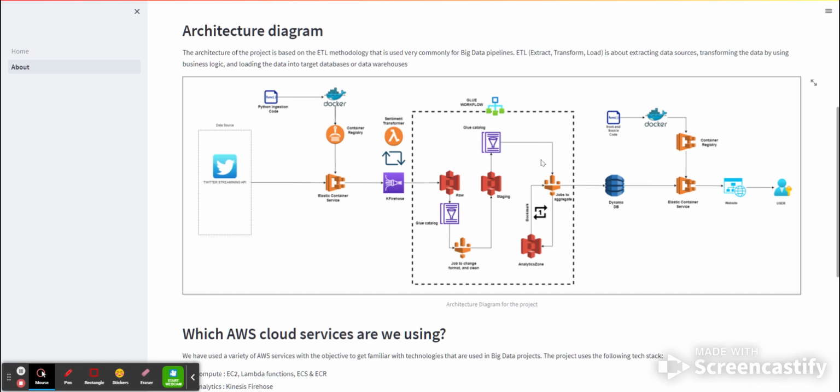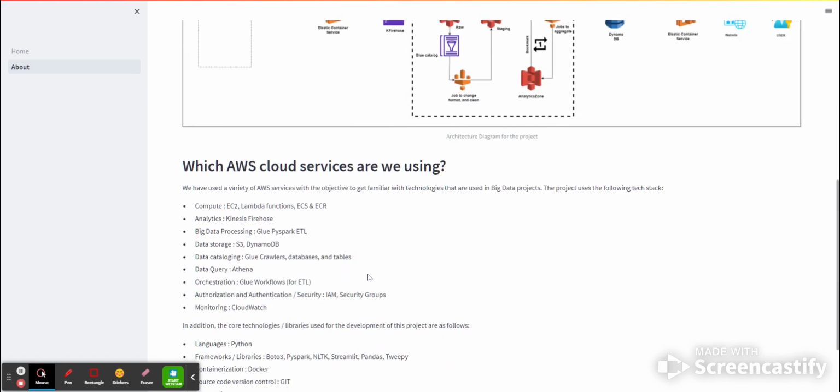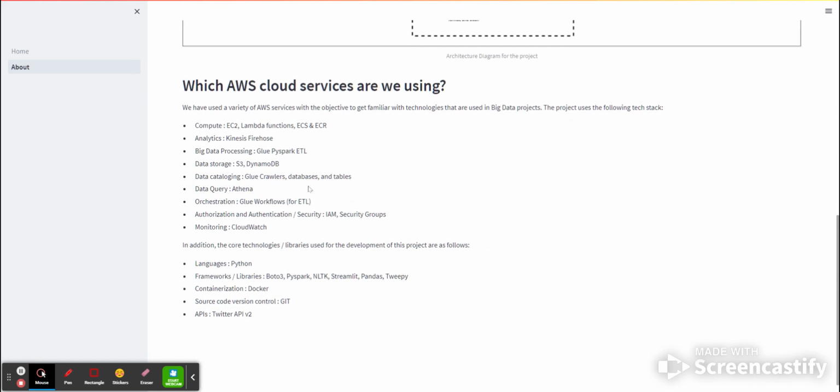For processing the data in batch operations, we have used PySpark with the help of AWS Glue as the serverless platform to run PySpark. We have used DynamoDB as the NoSQL database that our front end is accessing directly and showing the visualizations to the user. This is the list of different technologies and services we have used in this project.